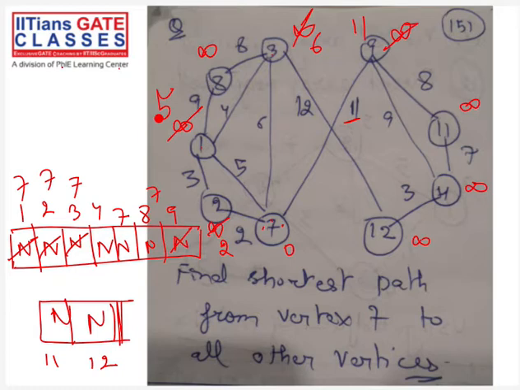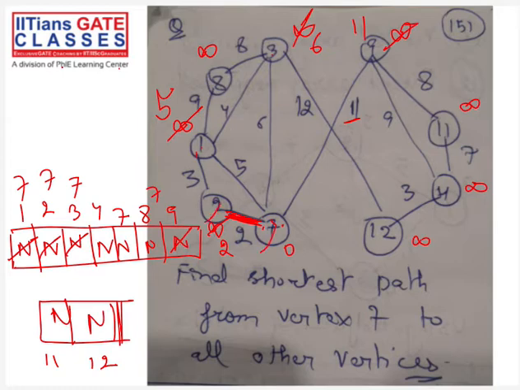Now find the minimum, and the minimum comes out to be 2. So this is your vertex. Now you'll start processing 2. 2 is only connected to 7 and 1. 2 plus 3 is 5, and 1 is already at 5, so you really don't have to do any updation. So 2 is processed. This is done.